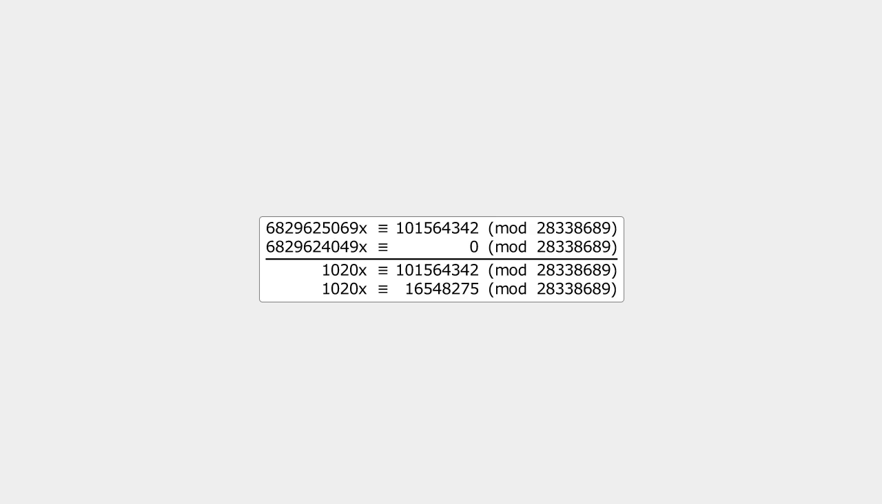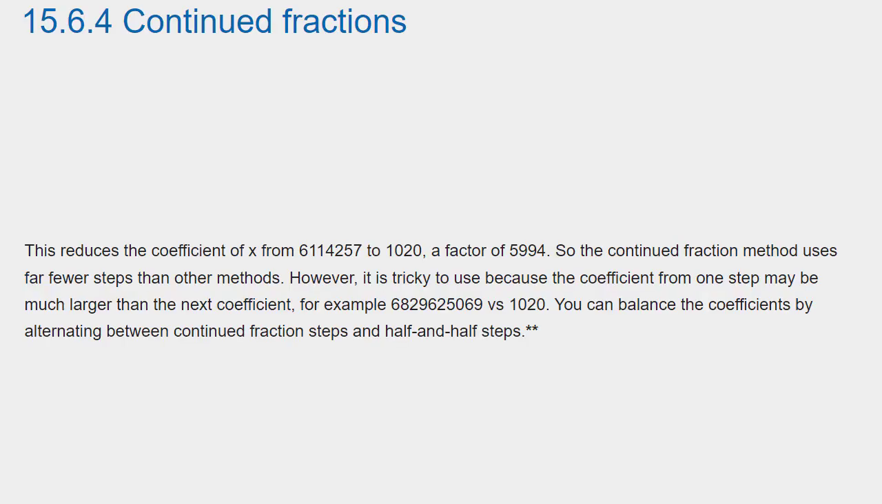Multiplying the 6114257 congruence by 1117 and the 283388689 congruence by 241 and subtracting gives. This reduces the coefficient of x from 6114257 to 1020, a factor of 5994. So the continued fraction method uses far fewer steps than other methods.